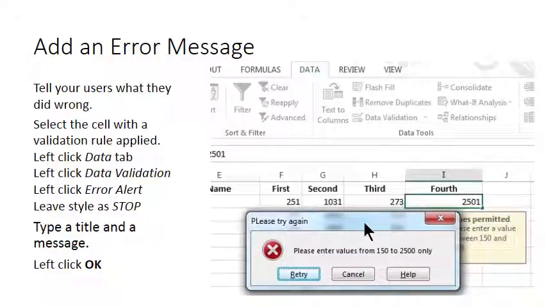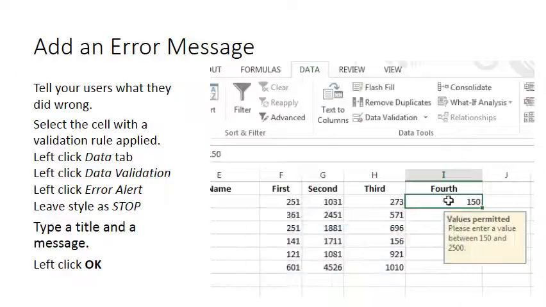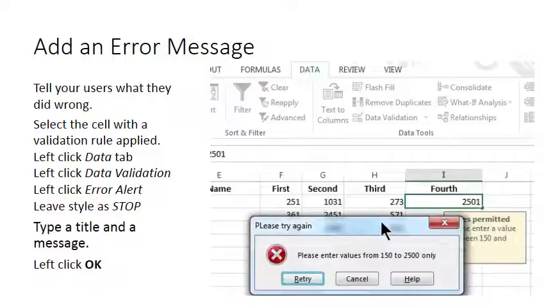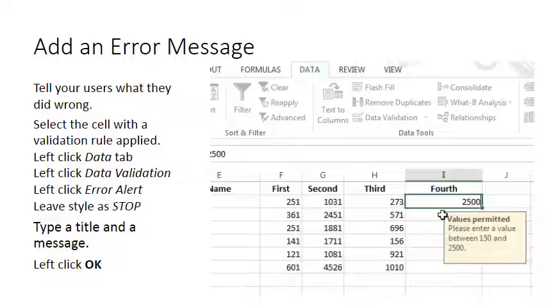Okay, can we have 2501? No, we can't. So you're able to apply not just this holding message that says this is what we want. You can also leave a message that says, actually, you still haven't given us what we want, and allow your users another attempt to get it right.